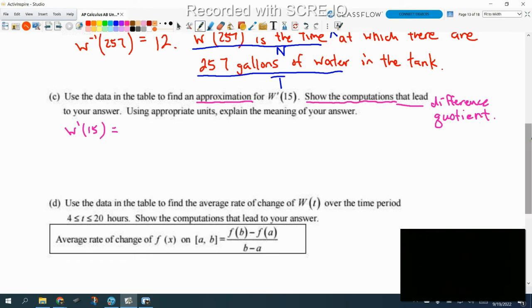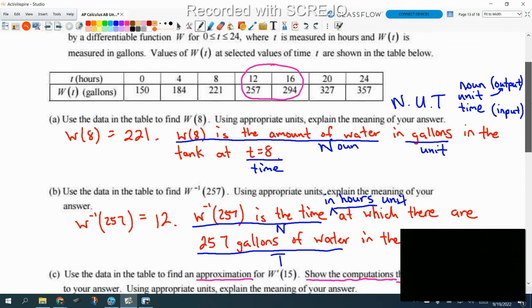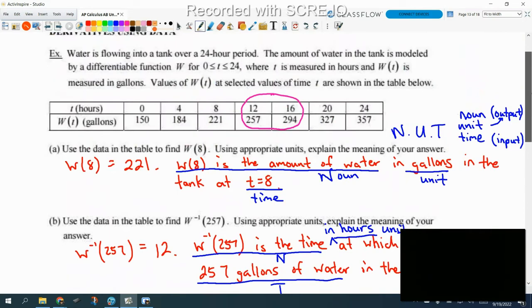So what you're going to do is pick 2 points from the table, and you want to pick the 2 points that are closest to 15. 15 falls right in between 12 and 16, so we're going to pick these 2 points. And this is how we are going to find our approximation for W prime of 15. So it's just the slope formula. It's Algebra 1 style. 294 minus 257 over 16 minus 12.